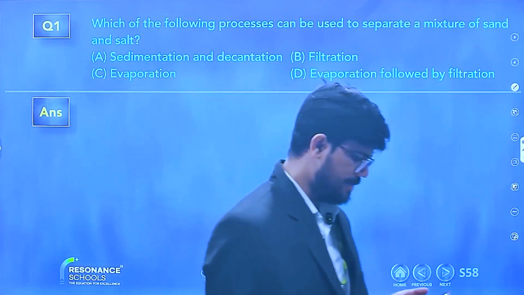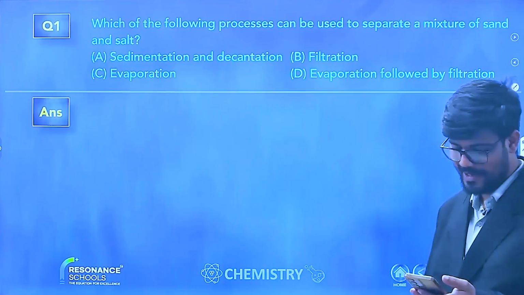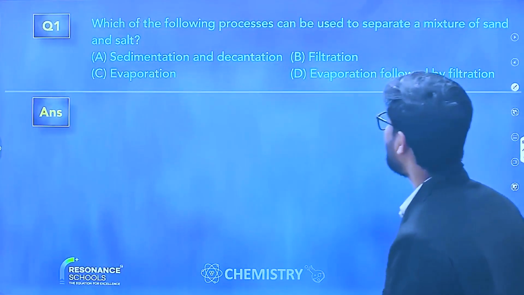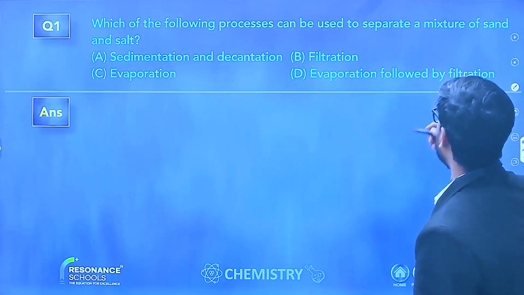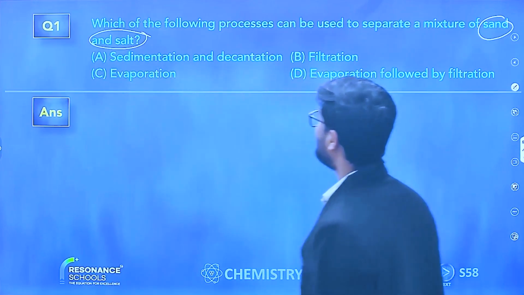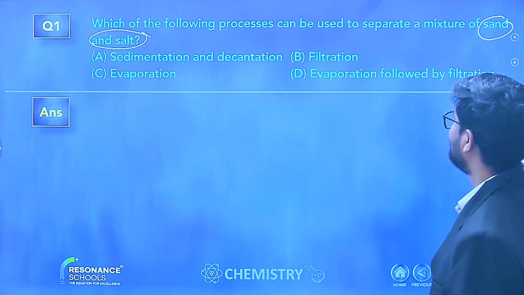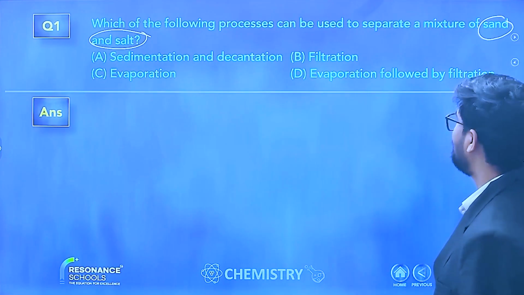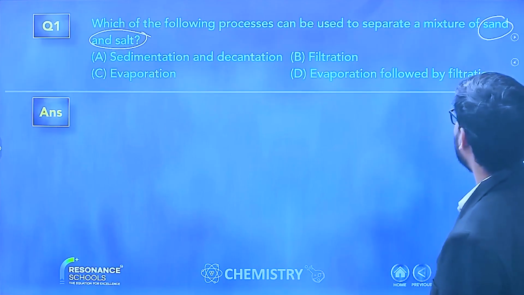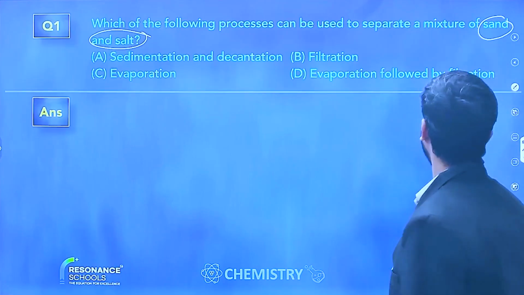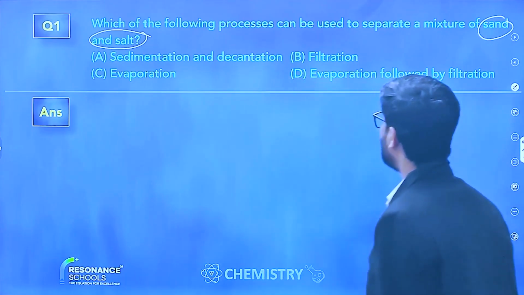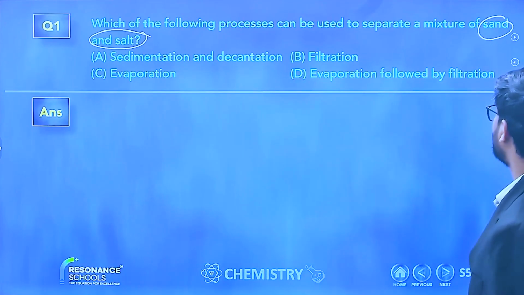A B C A B. Okay, mostly AB. Which of the following process can be used to separate a mixture of sand and salt? Sand and salt, so both are solid, right? Sand and salt, both are solid. Sedimentation and decantation, filtration, evaporation followed by filtration.